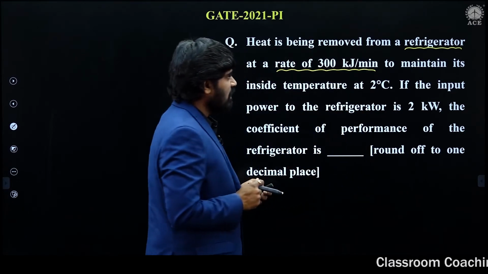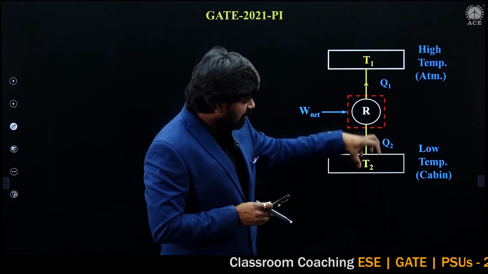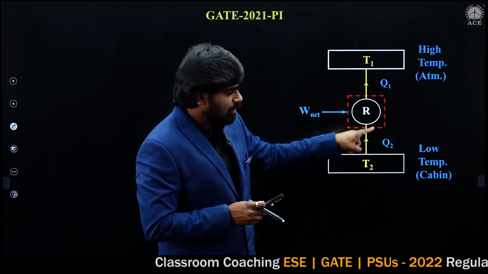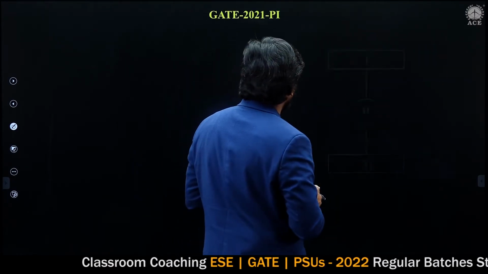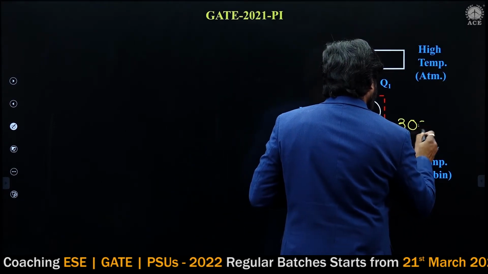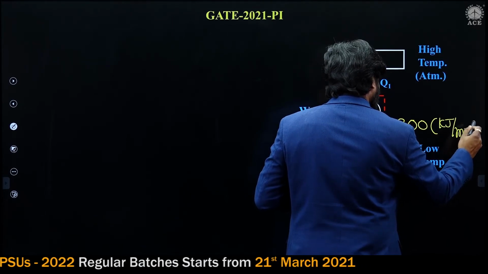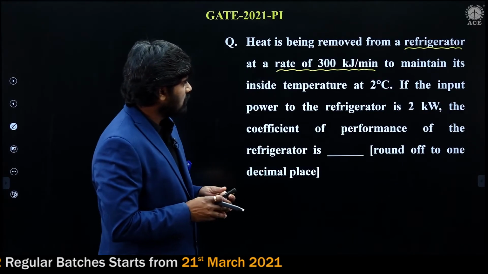Heat is being removed from the refrigerator. Look at here. Heat is being removed from the refrigerator, that is nothing but Q2 only. Q2 is given, 300 kilojoule per minute. This is Q2, heat removed.